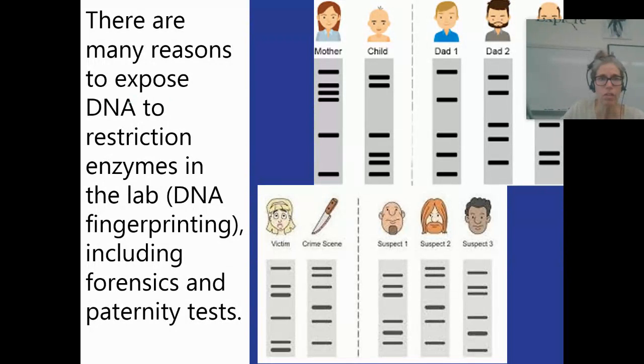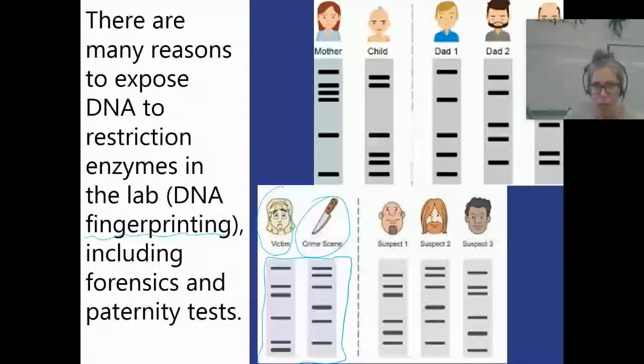There are many reasons to expose DNA to restriction enzymes in the lab. One of them is called DNA fingerprinting, and it includes forensics and paternity tests. For example, with this bottom picture, here's a victim, here's DNA that was found at the crime scene that's not the victim's, and you can see the fragments of DNA get pulled through differently and look different. Here's suspect 1, 2, and 3, and you can see that suspect 2 matches the DNA at the crime scene.